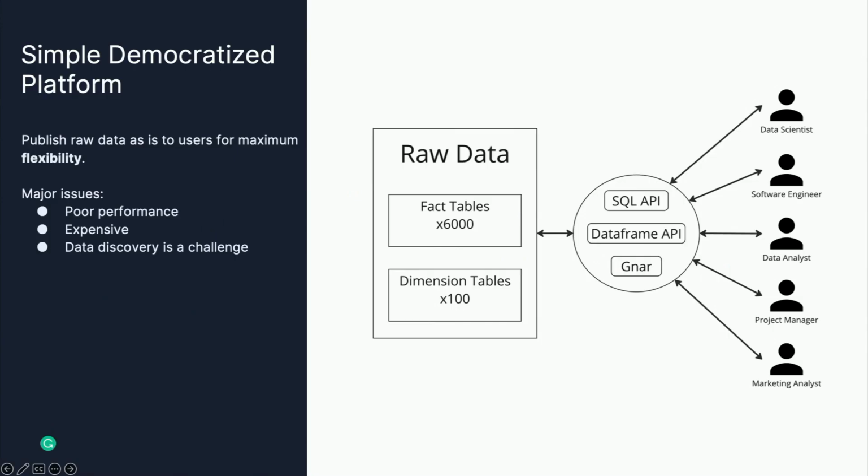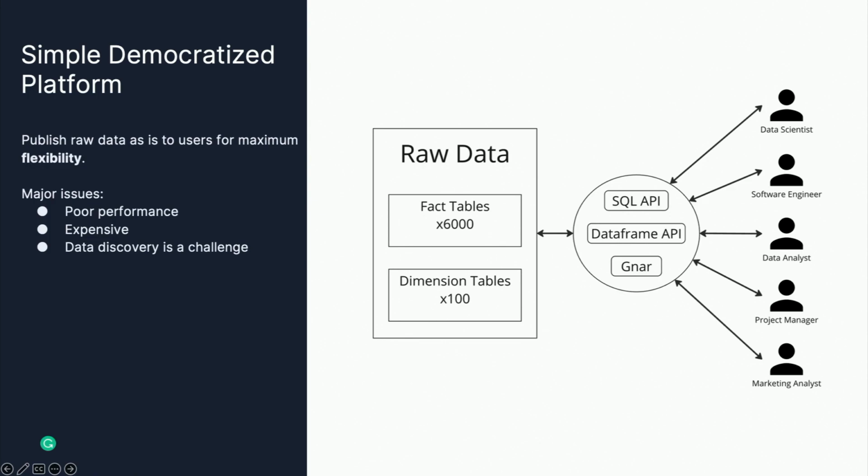Let's look at this picture. This is a simple data platform where we land the raw data, and then we expose the raw data to our customers, which are people from different teams: data scientists, software engineers, data analysts, and so on. We just give them Databricks clusters, they use SQL API, data frame API, and our internal tool NAR to access the data. This is the most flexible data platform that you can have because everyone can do whatever they want.